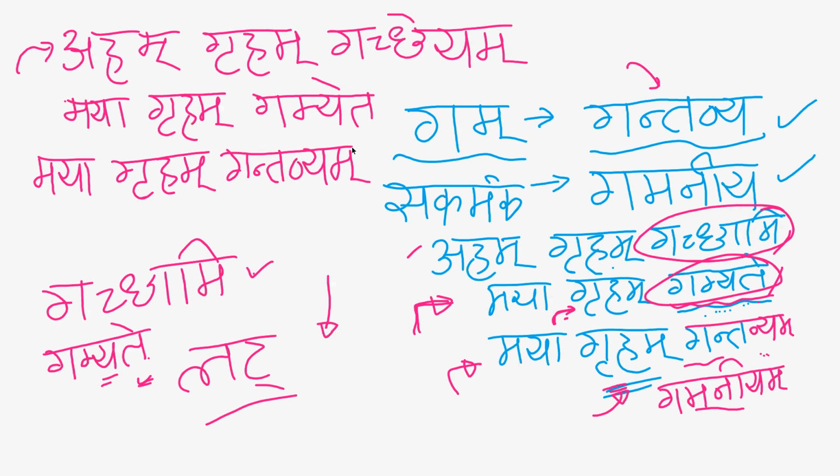The house should be reached by me now. Okay? Means it is not yet reached. But it is also possible to use asit there. Maya graham gantavyam asit. I should have gone to the house before. That means actually the house might have been reached before. We don't know. Maya graham gantavyam asit.